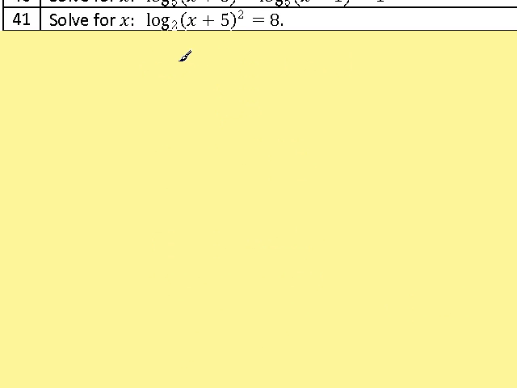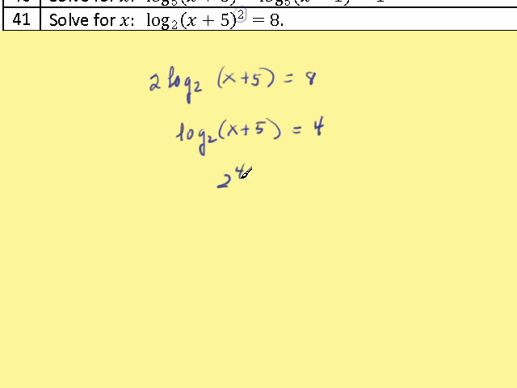All right, we had one like this before. Start by bringing the exponent down. 2 log base 2 of x plus 5 equals 8. Divide both sides by 2. Log base 2 of x plus 5 is equal to 4. Now we're ready to write this in exponent form. Base 2 to the exponent 4, 2 to the 4th equals x plus 5. 16 is equal to x plus 5. Subtract 5 and x is equal to 11.